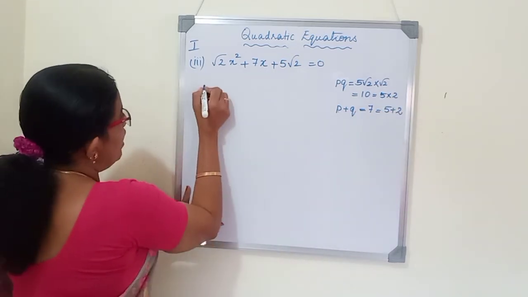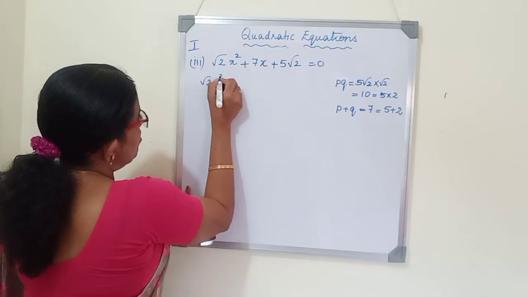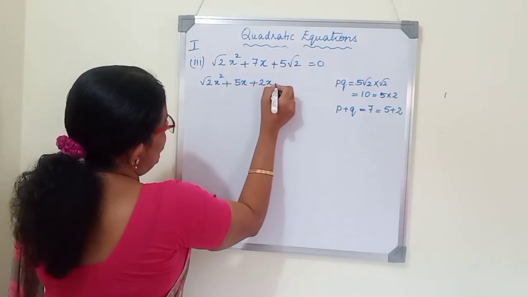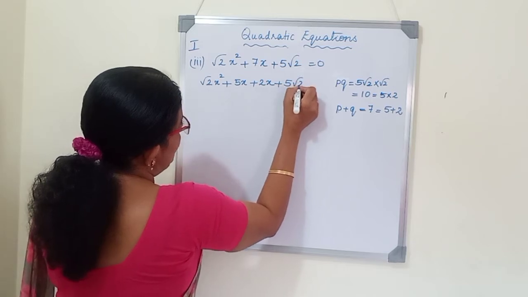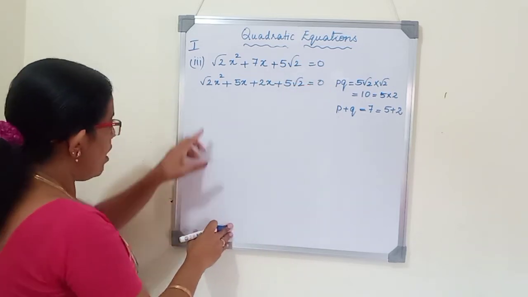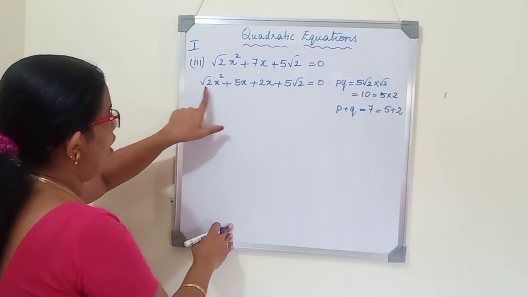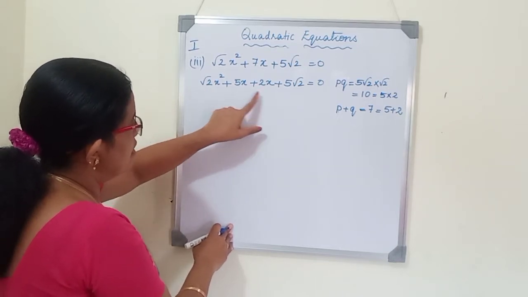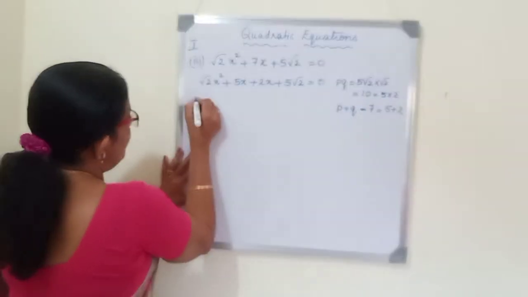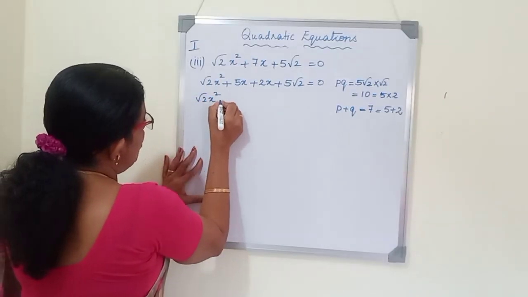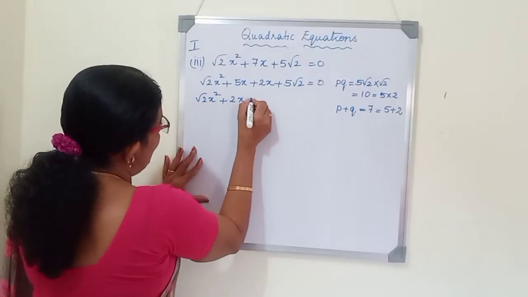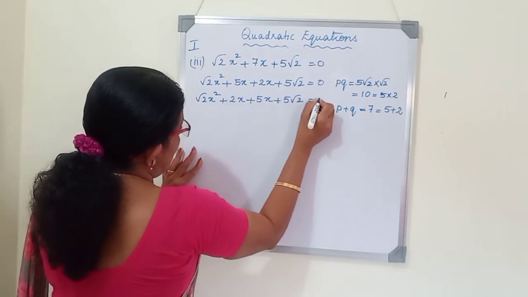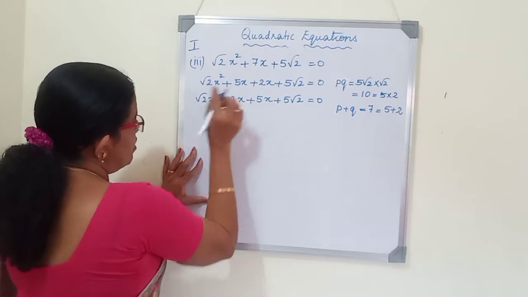So here we will write root 2 x square plus 5x plus 2x plus 5 root 2 equals 0. Now we have to take common from root 2 and 5. There is no common factor. So if we want, we can rearrange these two terms. So we will write root 2 x square plus 2x, then 5x plus 5 root 2 is equal to 0. Otherwise, we have to take only x common.